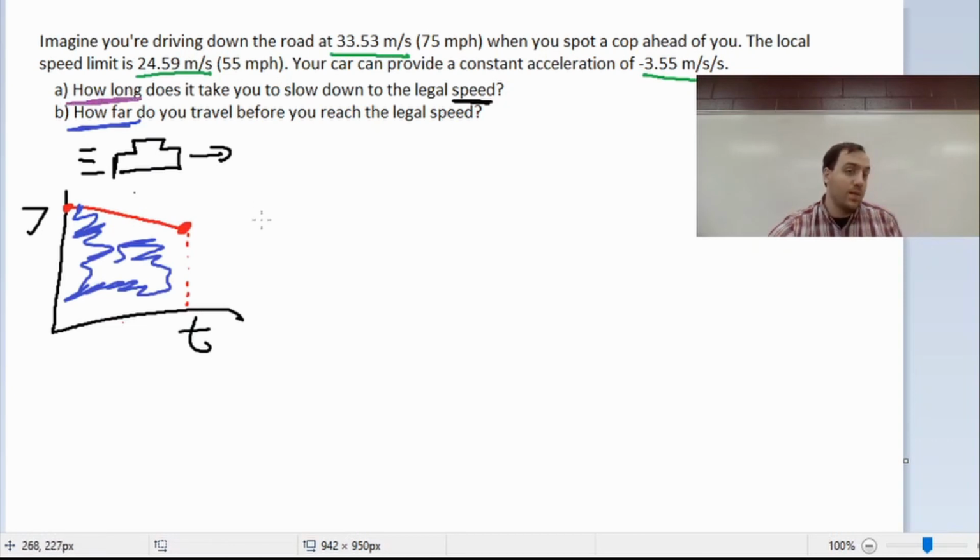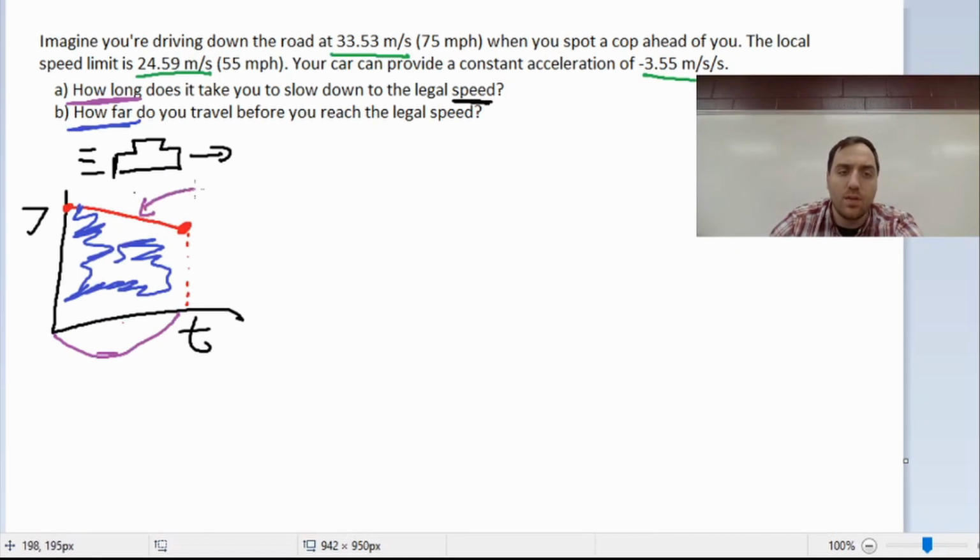So how long tells me time. I need to know what the time is. Well, the time is right here. It's on this axis. Totally works out. If I could just find out that axis, that'd be great. Unfortunately, I don't have that. All I have is these two different things and a line connecting them.